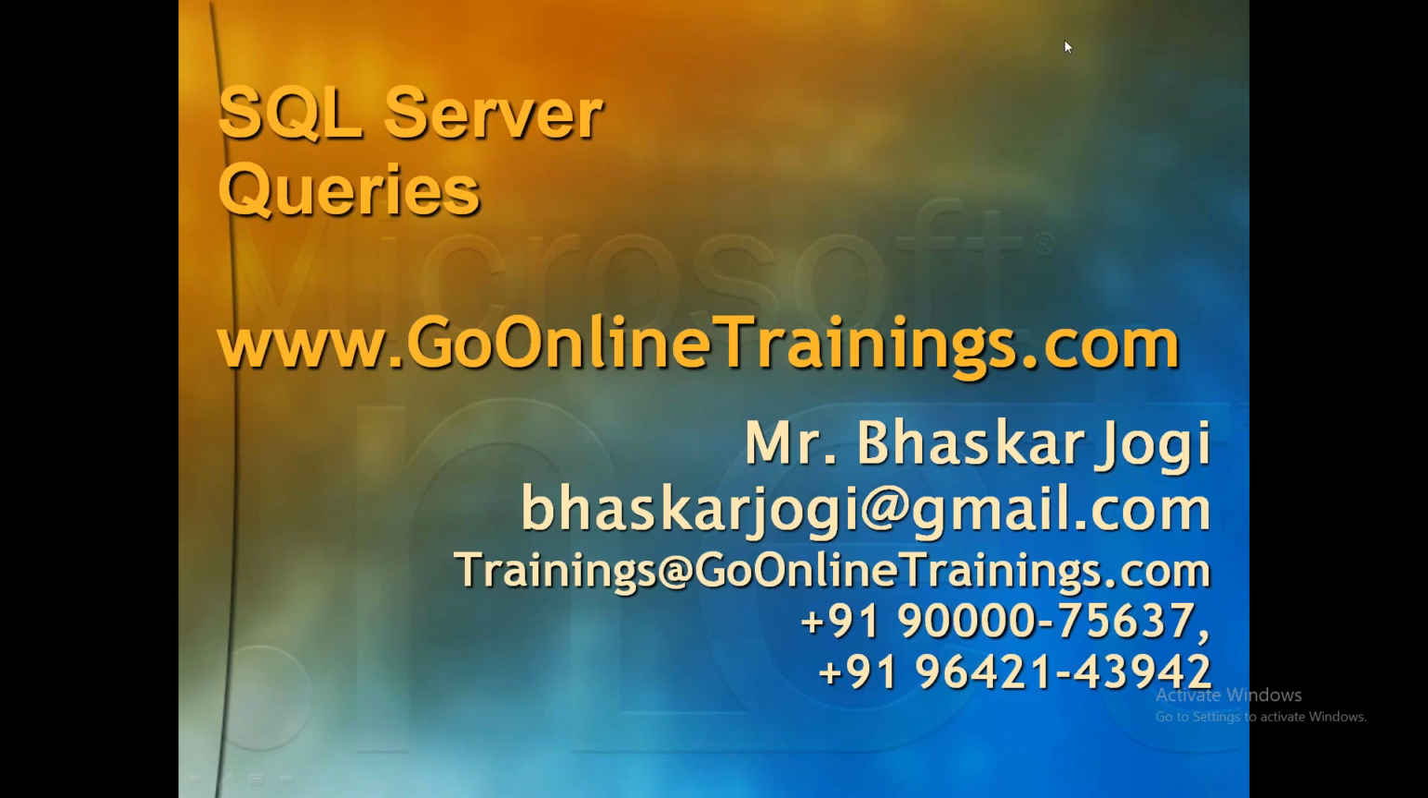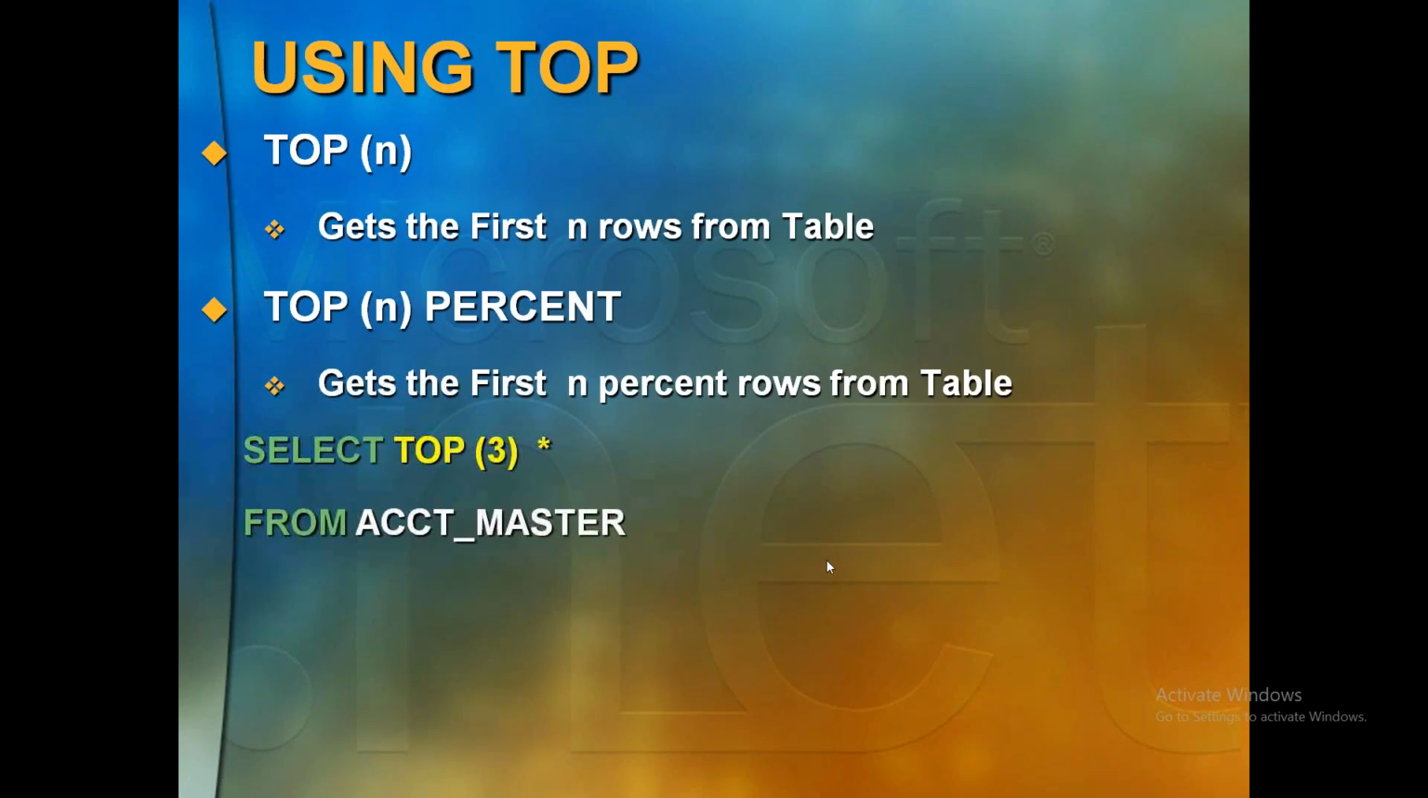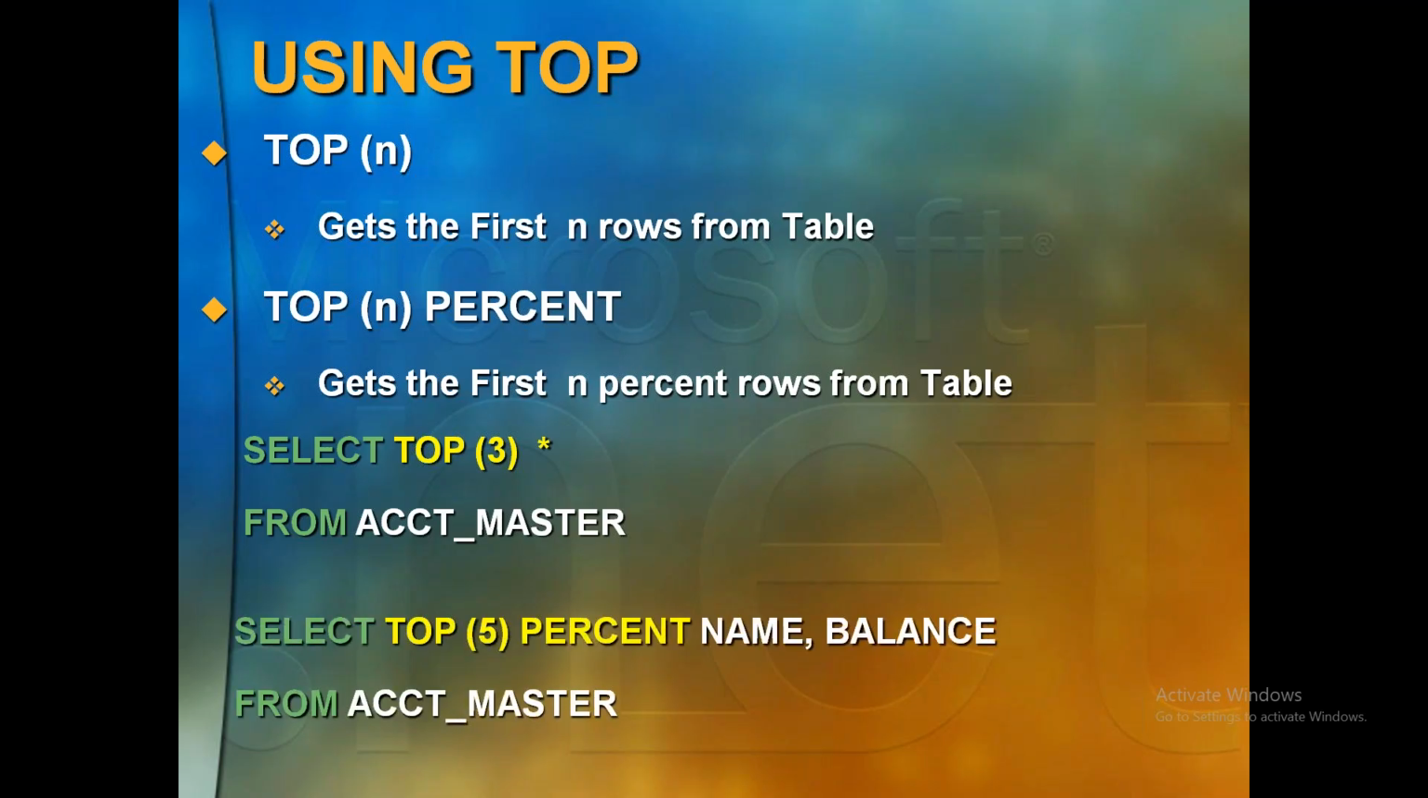Now today we'll understand what is top n and what is top n%. Am I clear? Let me give you a few examples: select top 3 star from the account master table, and select top 5% name comma balance from the account master table. So what is the meaning of this?